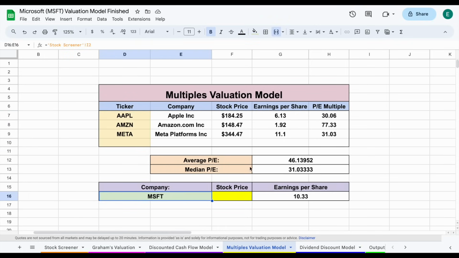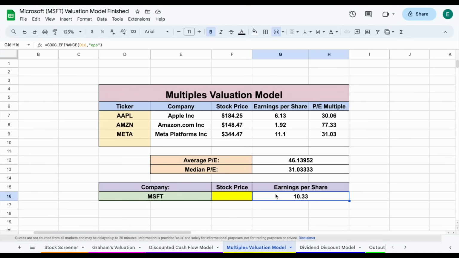And the average price to earnings for these companies is sitting at 46.139. Again, that's just the average of these numbers listed right here. Once we have the average price to earnings of some comparable companies, what we want to do is multiply that by Microsoft's earnings per share.